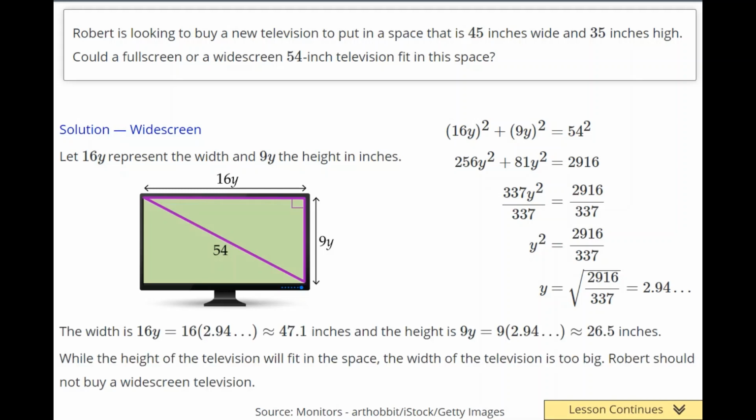The width, therefore, will be 16y, and that's 16 times 2.94... That's approximately 47.1 inches. And the height is 9y, which is 9 times 2.94... And that's approximately 26.5 inches. So while the height of the television will fit in the space, the width of the television is too big. Robert should not buy a widescreen television. So by doing the maths, Robert will end up making the right decision as to which television he can buy.